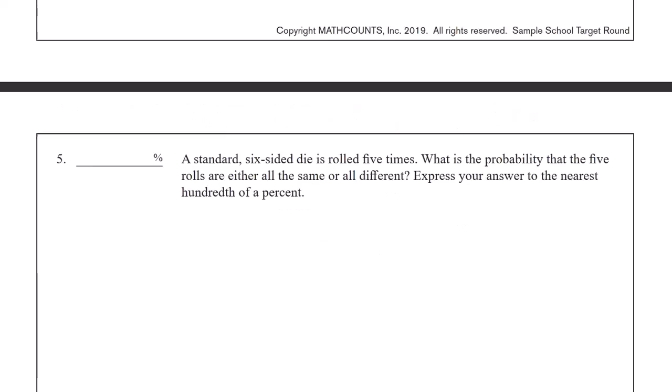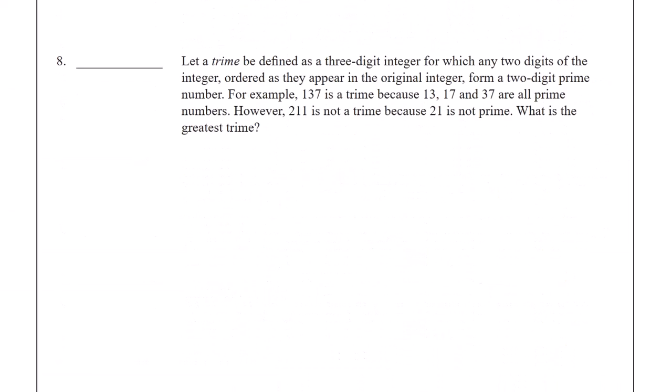Target round. We have 8 problems. Let's work on the last problem. Let a tri-prime be defined as a 3-digit integer for which any 2 digits of the integer, ordered as they appear in the original integer, form a 2-digit prime number. For example, 137 is prime because 13, 17, and 37 are all prime numbers. However, 211 is not prime because 21 is not prime. Yes, 11 is prime, but 21 is not prime. What is the greatest tri-prime?